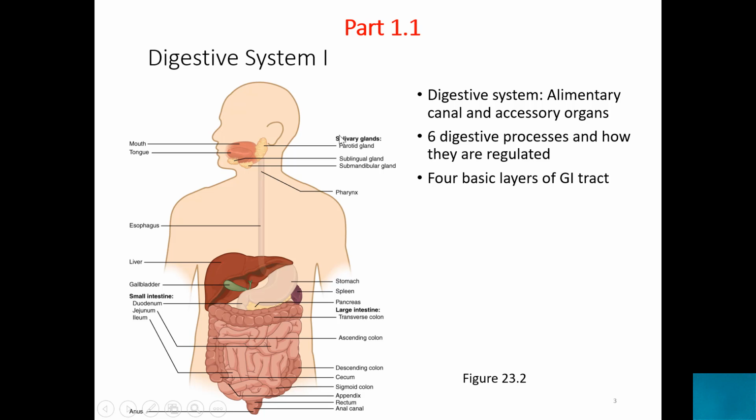The whole digestive system is made of several parts. That would be the alimentary canal, accessory organs like the liver, and the walls of the gastrointestinal tract made of 4 basic layers. That's what you need to know about the anatomy of the digestive system. And then you need to know 6 digestive processes, where each of them happens and how they are regulated. That would be for the physiology of the digestive system.